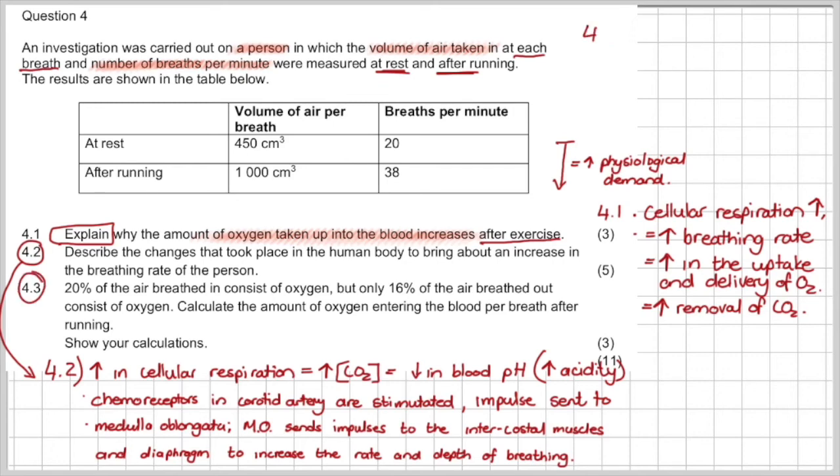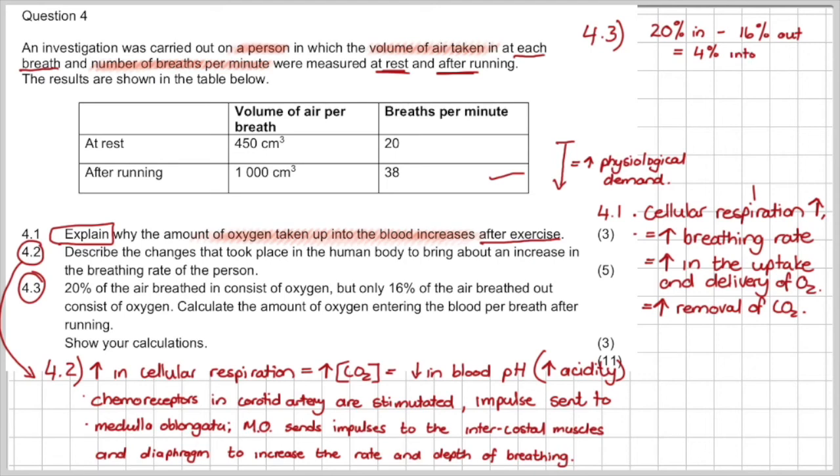If we look now at question 4.3, we'll answer that at the top there where we've got a bit of space. 20% of the air breathed in consists of oxygen, but only 16% of the air breathed out consists of oxygen. Calculate the amount of oxygen entering the blood per breath after running. Now we're going to be using the data that we get given in the table, and we're going to be doing our calculation. So I would suggest we get our data sorted out first. Okay, and that's what we see up at the top over here. All right, we see 20% in, 16% out. That gives us a 4% difference.